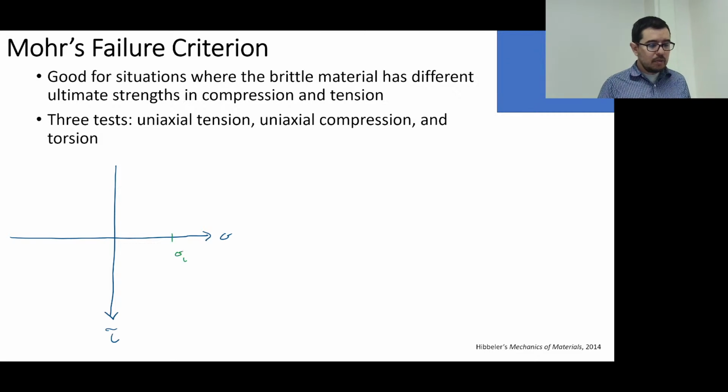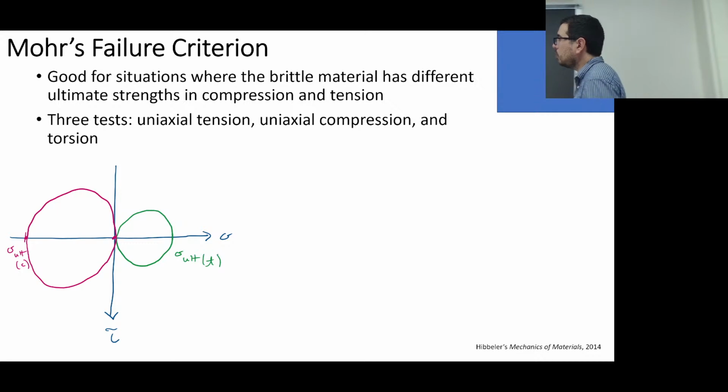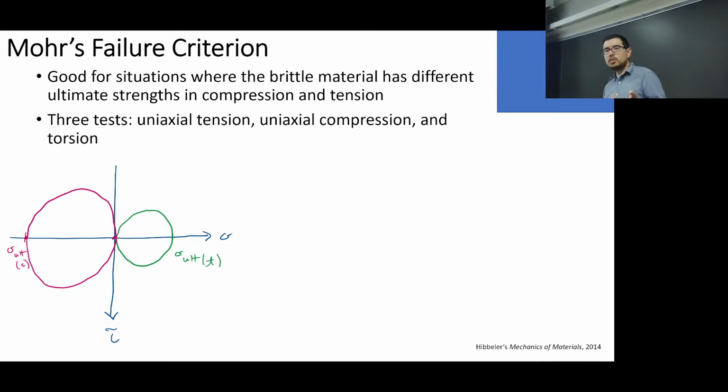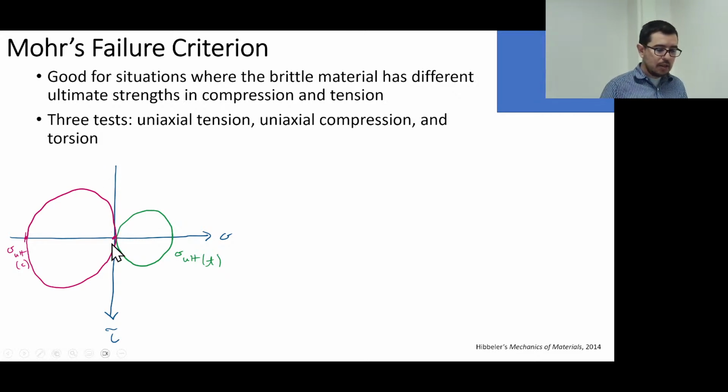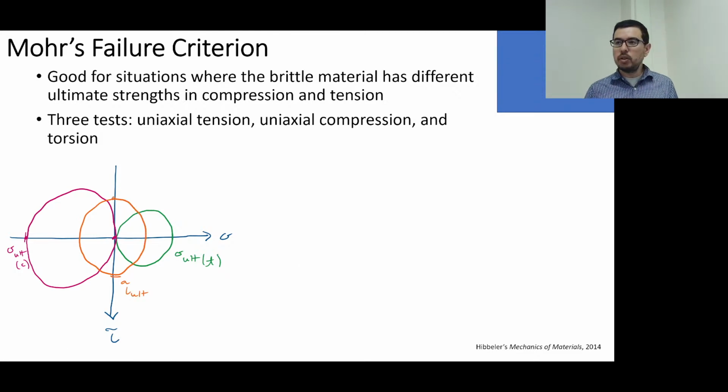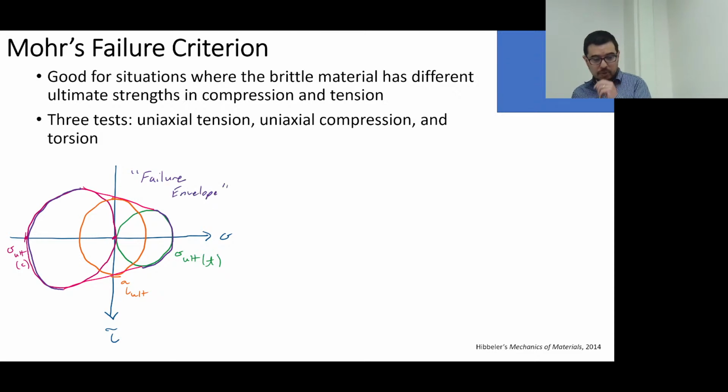And when you look at a Mohr circle, this is what you would see. You'd see one Mohr circle for the ultimate tensile strength and out of plane zero stress at the origin. And you'd see another one for a Mohr circle with ultimate compressive strength, and again, out of plane equal to zero. And maybe you would do a torsion test as well, and that would be a pure shear. So you do those three tests, and then you say that's your envelope for failure.